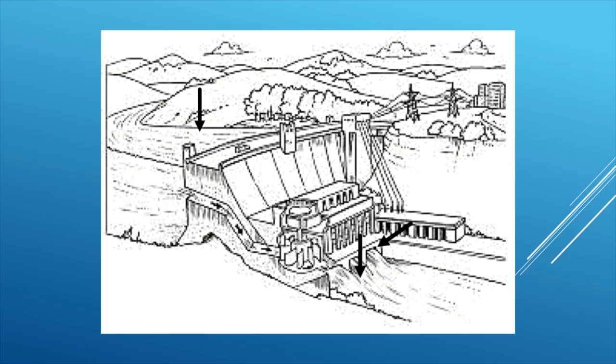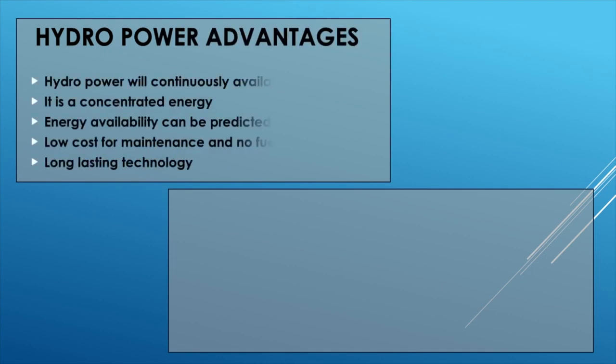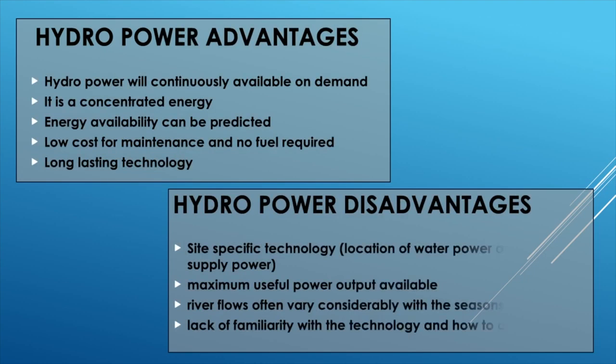When the water from the dam is higher and the space the water flows through is more confined, it will result in an increased flow rate of the water. The effect is that the turbine will turn faster and more energy will be produced. Now we will move on to the advantages and disadvantages of hydropower.